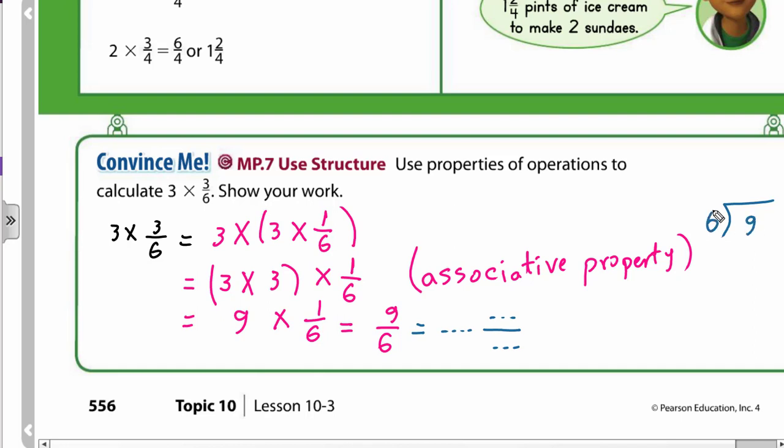9 divided by 6. 9 divided by 6 is 1. Okay, so 1 times 6 equals 6, and the remainder is 3. Yes. Okay, so tell me what is the whole number? Start with the whole number. Excellent, the whole number is 1.